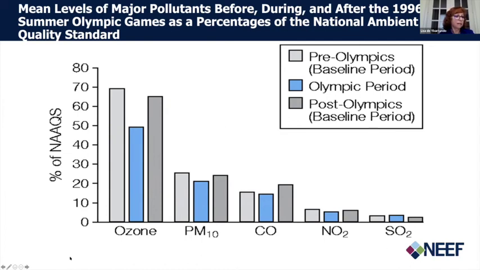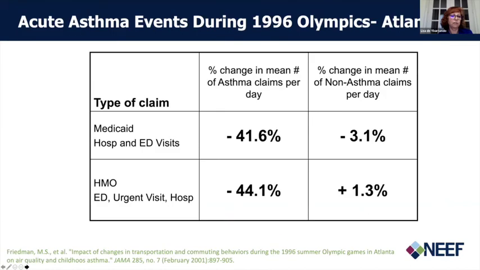Next slide. So how did this impact children's asthma exacerbations and hospitalizations? The number of kids who presented to the emergency room was significantly decreased, by looking at the asthma claims from Medicaid and private insurance, by over 40%. Next slide.